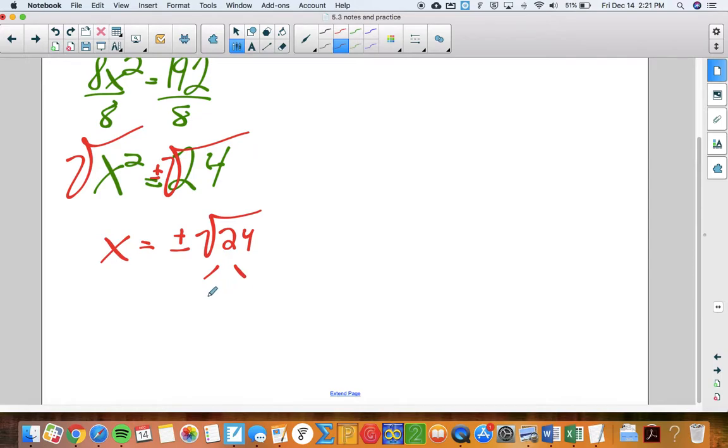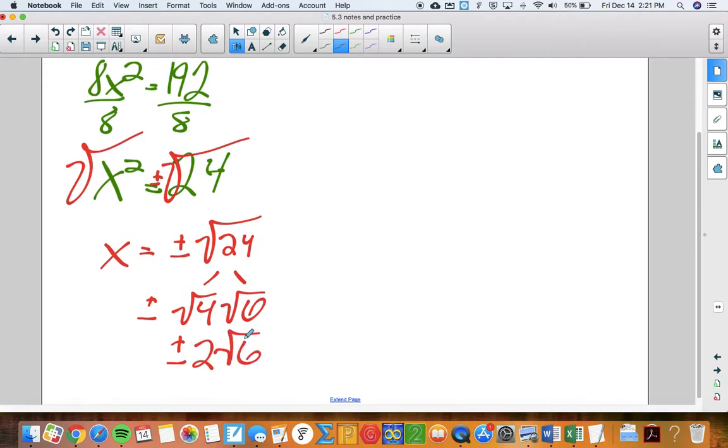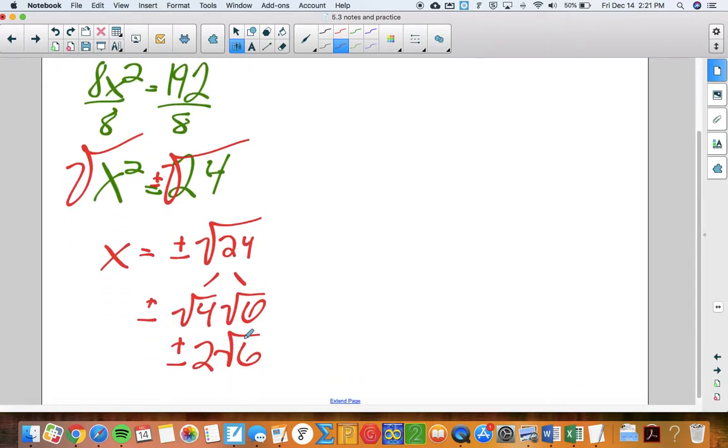Can we get a more exact answer or a simplified answer? The square root of 4 times the square root of 6 is equivalent to that. So the best answer is plus or minus 2 roots of 6. That's fun.